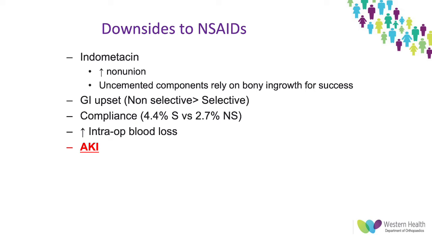There are downsides to NSAIDs though. With indomethacin it's been shown to increase the rate of non-union in fractures of long bones, and this may be of concern when an operation is performed through a trochanteric osteotomy or when uncemented components are used, as both of these techniques rely on bony union for success. There's been documented evidence of GI upset, which is worse in the non-selective compared with selective. There's also reduced compliance in these patients, and it has been shown to slightly increase intraoperative blood loss.